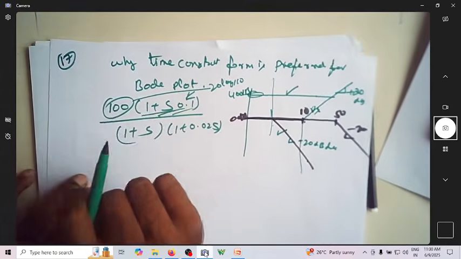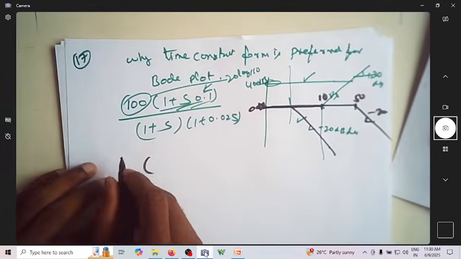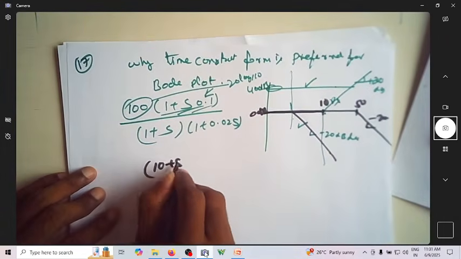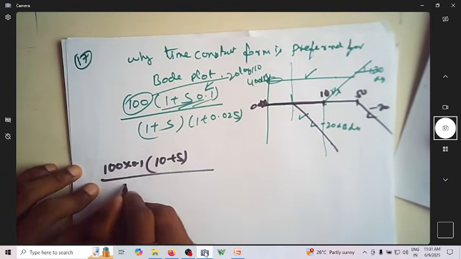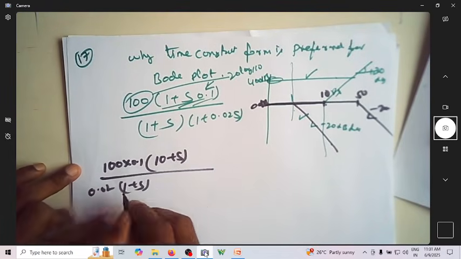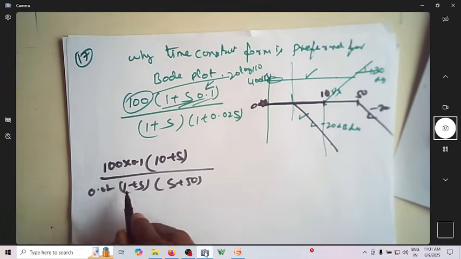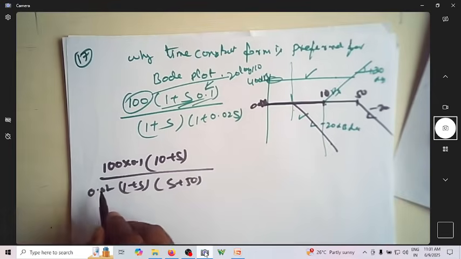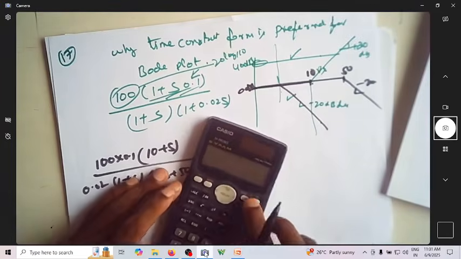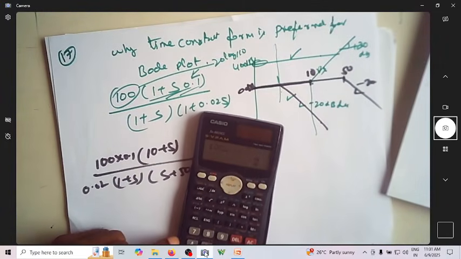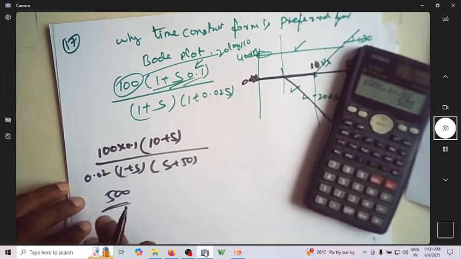Suppose it was not in time constant form. If I take out 0.1 outside, it is (s + 10), and this is 100 into 0.1, and this is (1 + s). Let me take out 0.02 outside, so it is (s + 50). So how much will the constant be? It is 100 into 0.1 divided by 0.02. So this is 500. So 500 is what? It is my root locus gain.